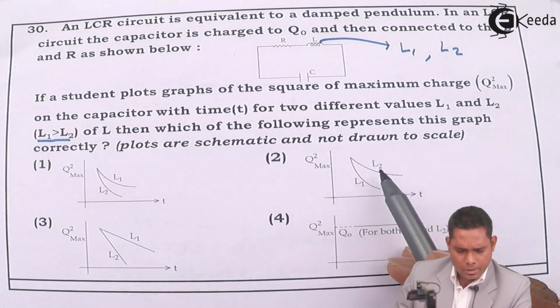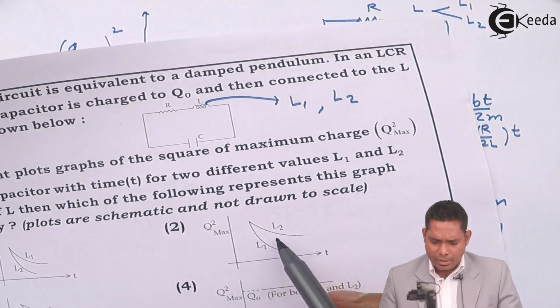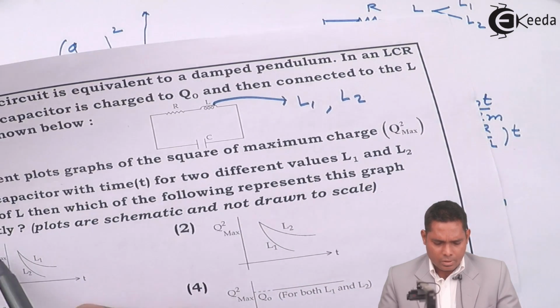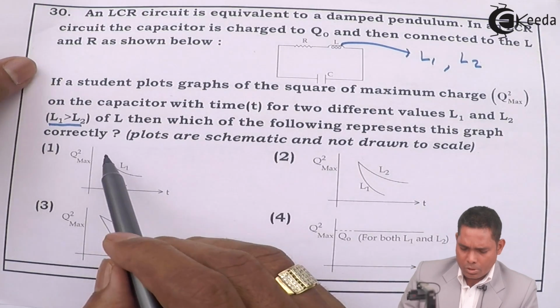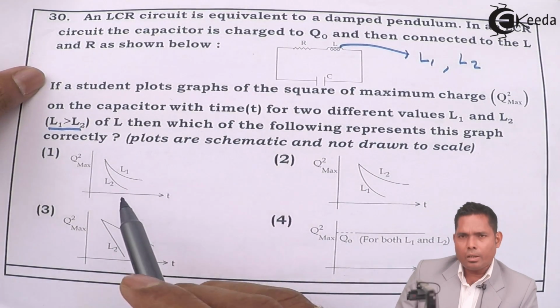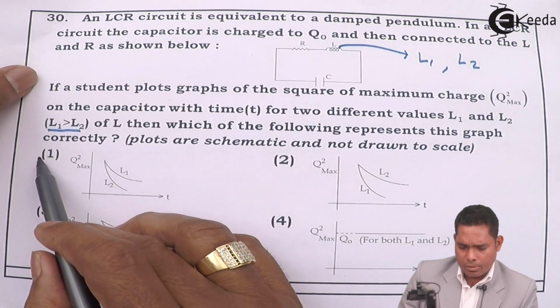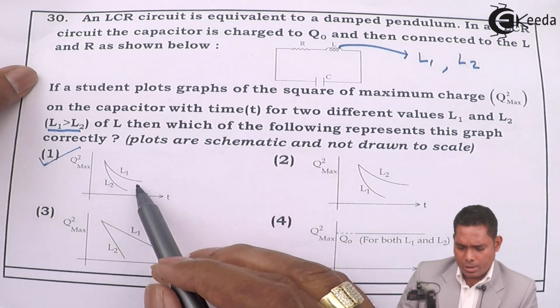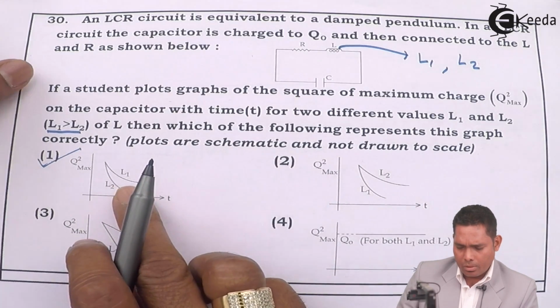That means in this case this graph is not correct, and this graph is the correct graph, because here for L1 the energy dissipation is slower. So this is the correct answer, because this slope is less here. So this will be the right option.